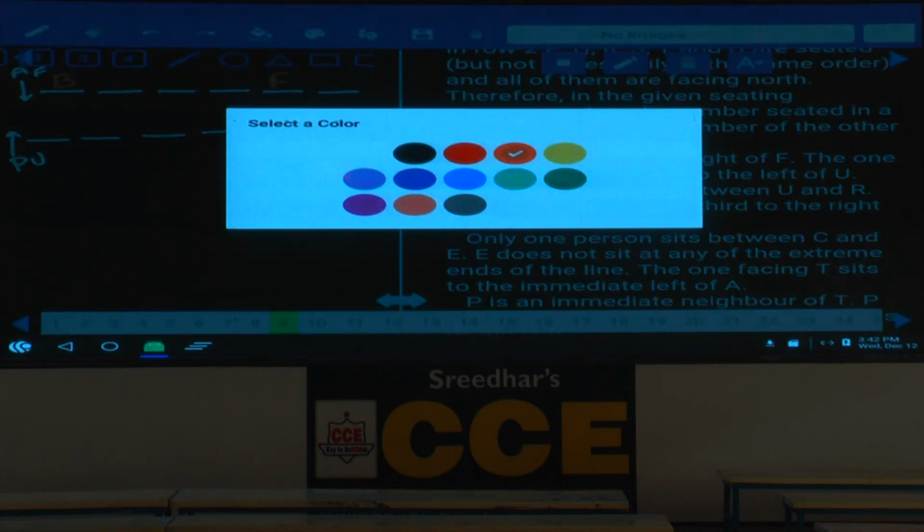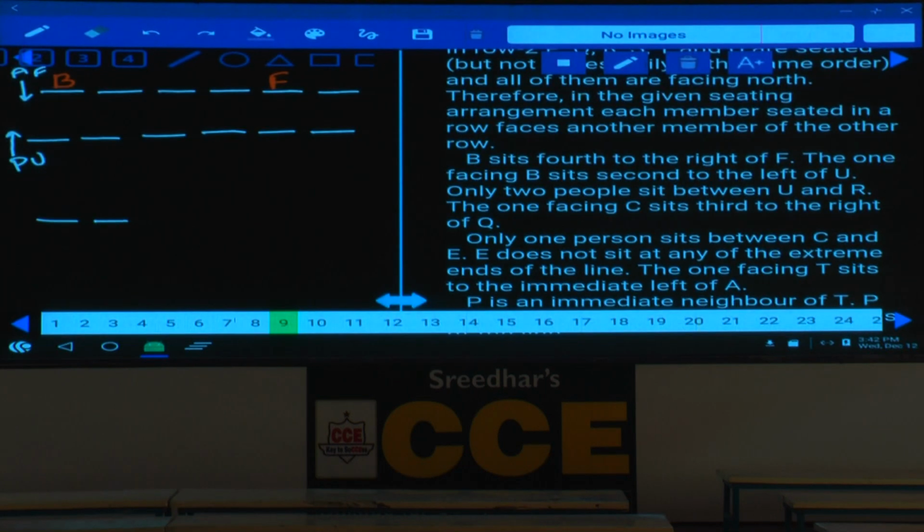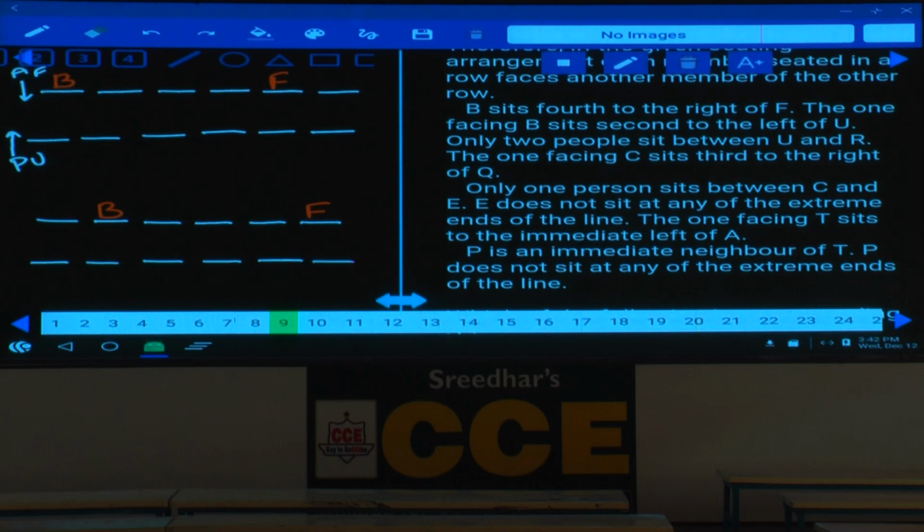Now the other possibility is, now 1, 2, 3, 4, 5, 6. Here also 1, 2, 3, 4, 5, 6. Now this B sits fourth to the right of F. If B is here, F will be here. B sits fourth to the right of F, and the one facing B sits second to the left of U. Now this one who is facing B is seated second to the left of U.